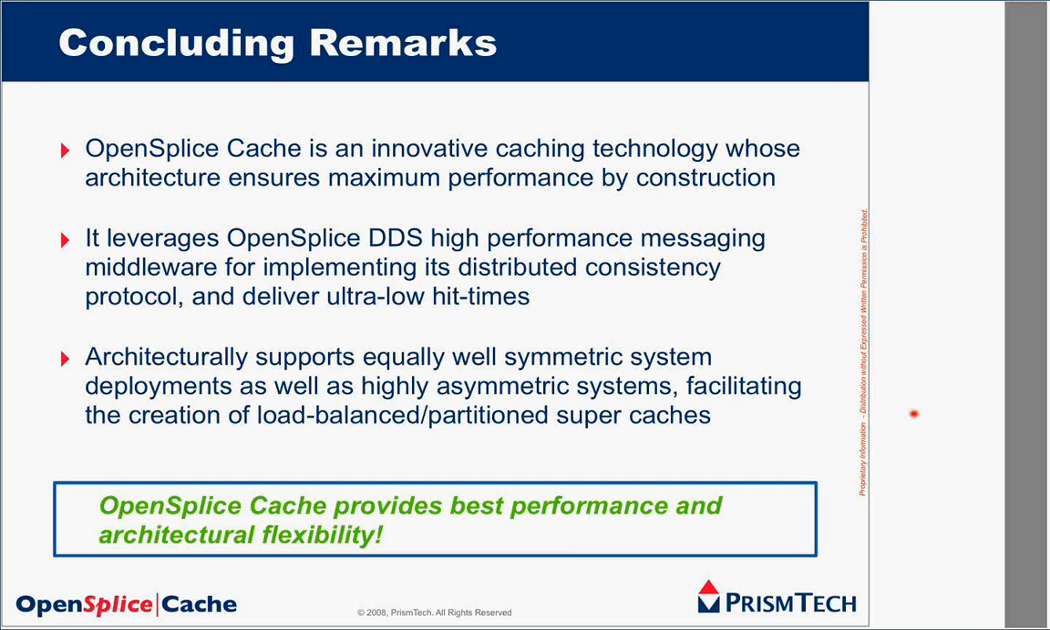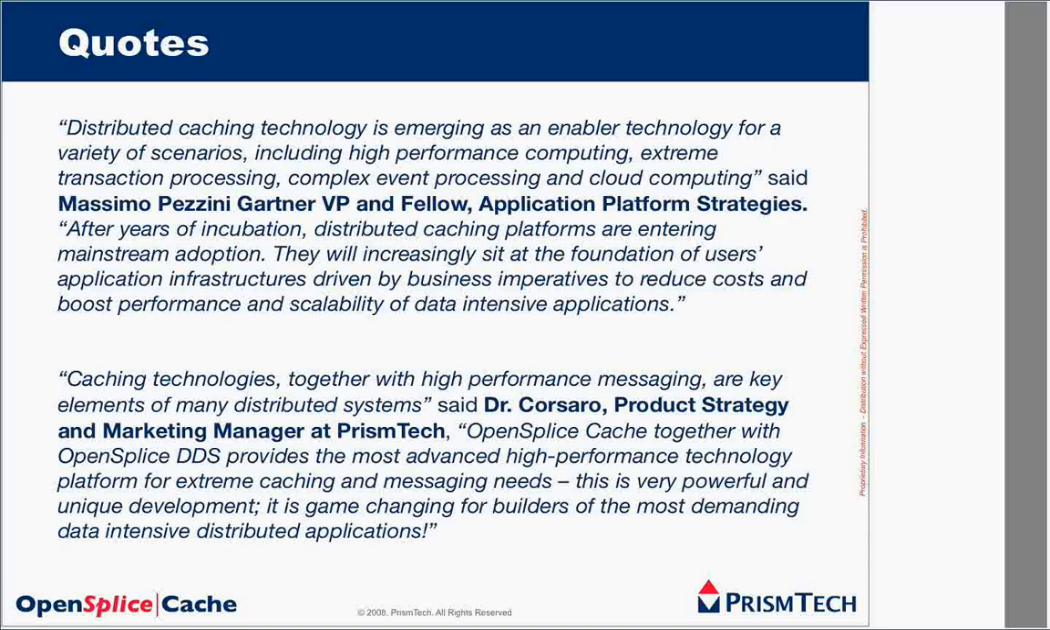So I would like to conclude the webcast by quoting what has already been said about this technology. Massimo Pezzini, a Gartner VP and fellow application platform strategist, quoted that distributed caching technology is emerging as an enabler technology for a variety of scenarios, including high-performance computing, extreme transaction processing, complex event processing, and cloud computing. And after a year of incubation, distributed caching platforms are entering mainstream adoption. And again, OpenSplice Cache is an example of this. Caching technology will be increasingly at the foundation of user application infrastructure, and this will be driven by the business imperative to reduce cost and boost performance and scalability in data-intensive applications.